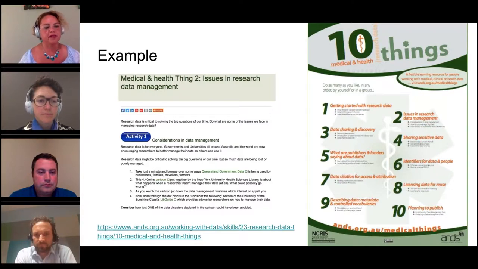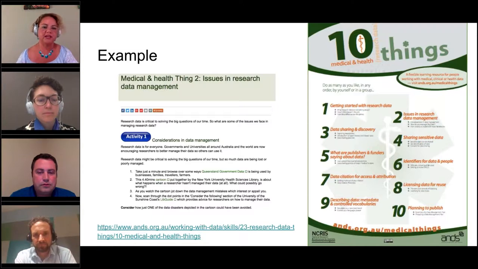So the example I've pulled out there is thing two, which is issues in research data management. With these particular top 10 things, you can pick different activity levels that you want to engage in. Some of the activities are like read something here and think about it and then make a comment on it. Or it might be go and try this new tool and see what it does for you in the data management area.